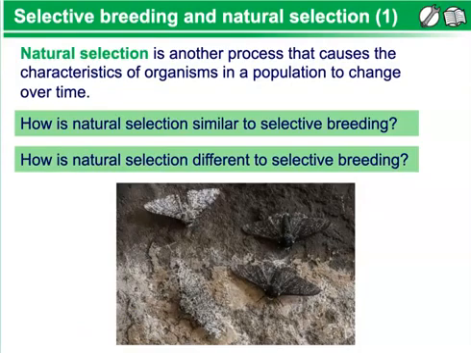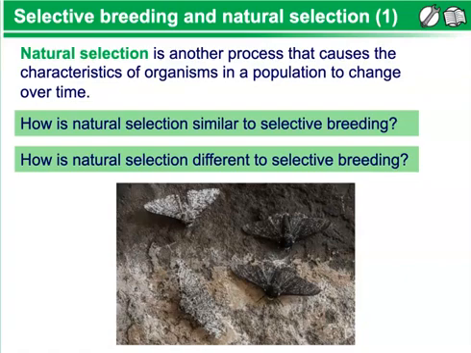This image shows black and white peppered moths. During the Industrial Revolution, tree trunks near cities were turned black by pollution. The black wing mutants were better camouflaged against these tree trunks than the original white peppered moths. This meant that there was a decrease in the number of white peppered moths in the population.